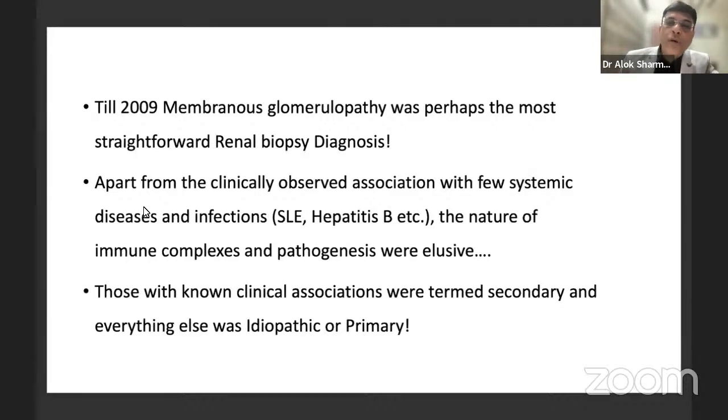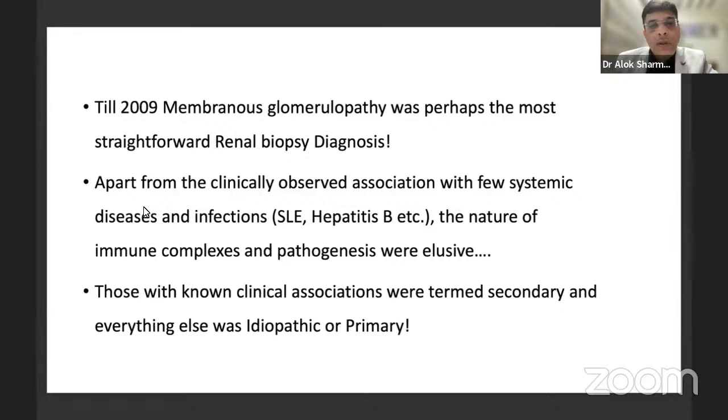Now, till 2009, as far as renal pathologists are concerned, membranous glomerulopathy was the easiest diagnosis. So you just have a case, you see maybe thickened appearing GBMs, you do the IF, you see a nice IgG, and you will just sign it out. Very happy. So within 5 minutes, I'll be done with my case. And in this era, apart from the clinically observed association with a few systemic diseases like SLE, the nature of immune complexes was elusive. So it's not that people didn't try to understand that whole thing, but it remained elusive at that point of time.